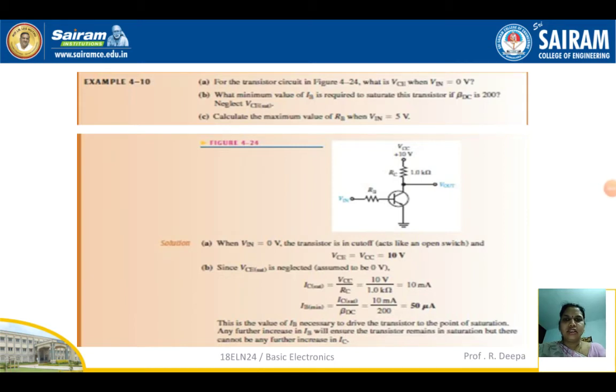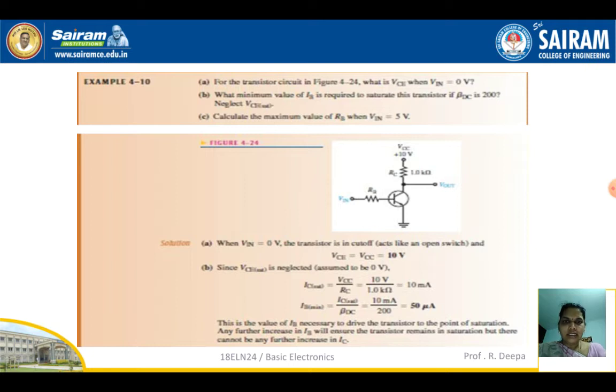Very good morning, students. Today we are going to continue with the topic BJT as an amplifier, whereas the problems based on that we are going to learn here. So there is a problem statement for a transistor circuit shown in the figure where we have to find: A, what is VCE when Vin is equal to 0 volt. B, what minimum value of IB is required to saturate this transistor if beta DC is 200, neglecting VCE SAT. C, calculate the maximum values of RB when Vin is equal to 5 volt.